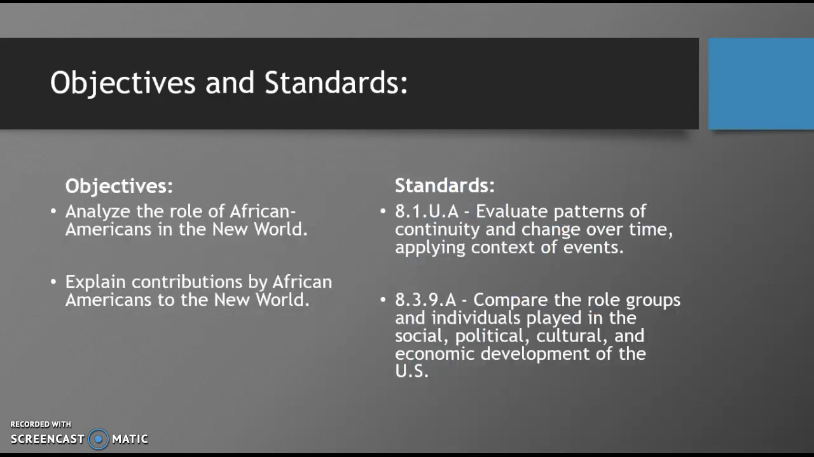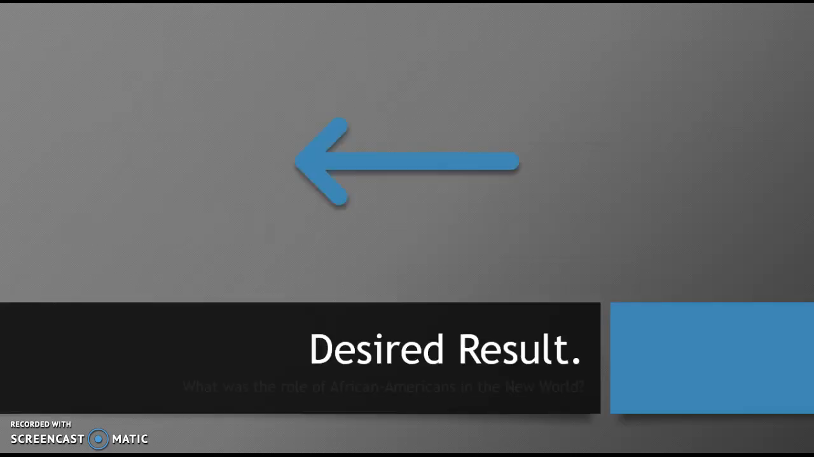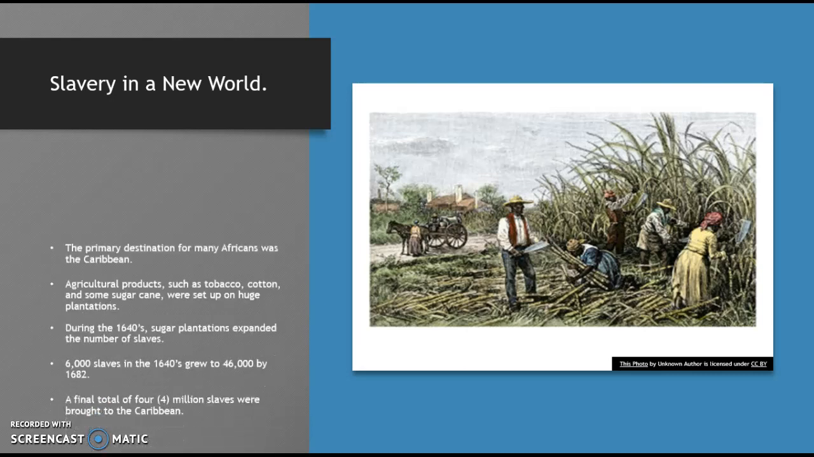So our objectives and standards: to analyze the role of African Americans in the New World, and to explain contributions by African Americans to the New World. Take a moment there to read the standards, please. And our desired result: what was the role of African Americans in the New World? Think about that question as we go through here. So, slavery in the New World.